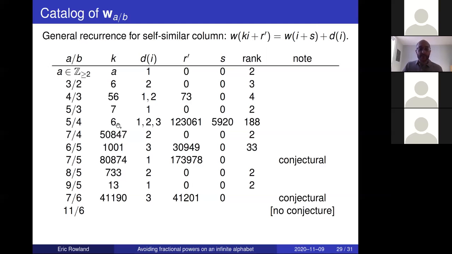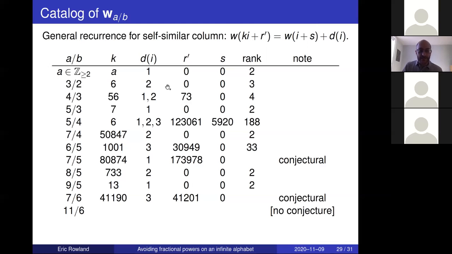5/4 has a very small value of k. It's just 6-regular. But the interesting thing is that the rank is very high. So it's the highest rank that we have of a sequence of this form WA/B. And the reason goes back to this number 5,920. It's the first word where the S in this recurrence is non-zero. So in other words, the recurrence doesn't look back to the beginning of the word, it looks back to some portion of the word well after the word has started.